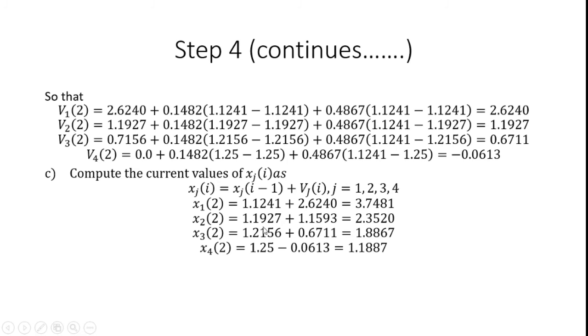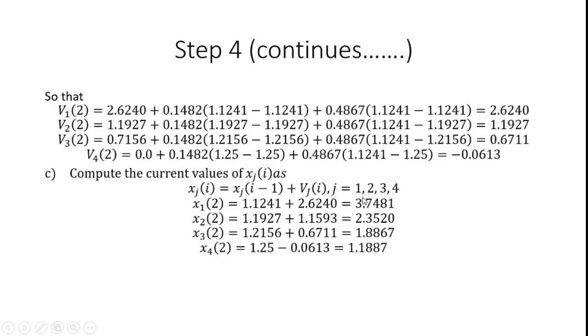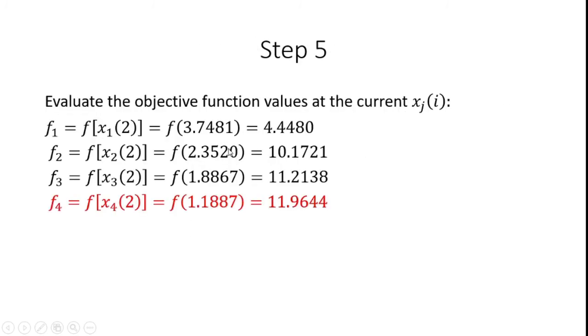Likewise, we may calculate x2, x3, x4 for the newer velocity particles. Here I got 4 values, 4 new neighborhood points. From these 4 new neighborhood points, I can identify the objective function values with the aid of x square plus 2 into x plus 11 as the objective function. Here I substitute the initial point, which is 3.7481, on x in the corresponding objective function equation. I got 4.448.